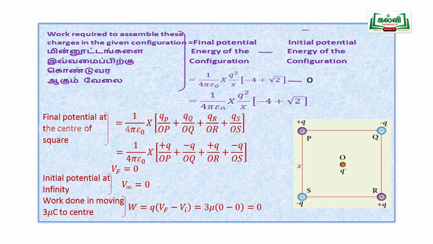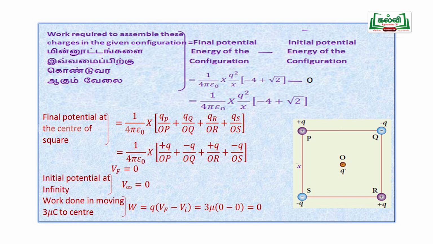In the same sum you are asked to find the work done to move 3 nanocoulomb to the center of the square. To the center of the square means you are going to move the charge from infinity to this point. So, what is the golden formula? Work done is equal to charge into final potential minus initial potential.